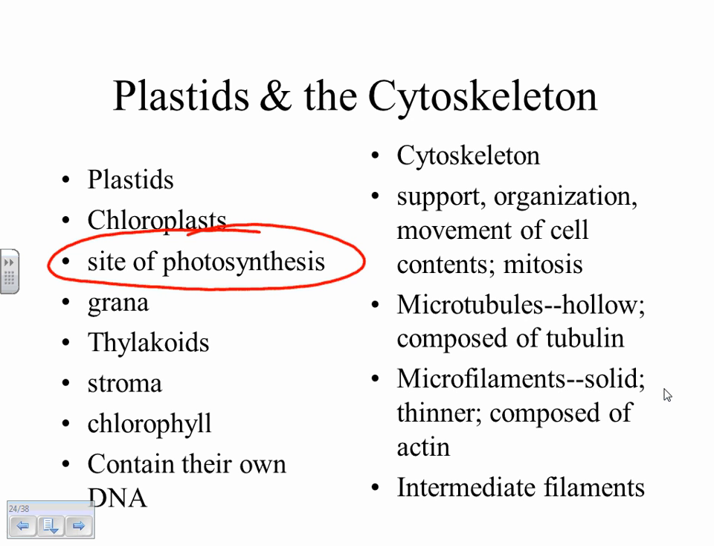Okay, so the plastids, the chloroplasts are in the plastids? No. Plastids are bags of pigments. A chloroplast is a type of plastid. Oh, okay. It's a chlorophyll-containing plastid. Okay. It's a type of plastid. That's a good question.